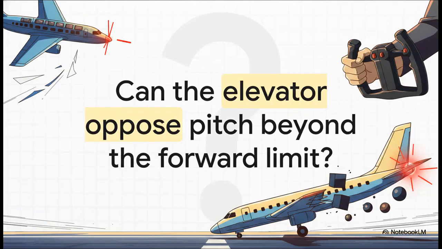So here's the critical question you'll probably see on your exam. Can your elevator oppose a nose-down pitch in a stall if your CG is pushed beyond the forward limit? The answer is a terrifying no. If you load too far forward, you might actually run out of elevator authority entirely. You'll pull the yoke all the way back into your lap, and the nose simply won't come up anymore. This makes stall recovery incredibly difficult, and executing a proper landing flare nearly impossible. You'd basically be arriving nose first to the runway.